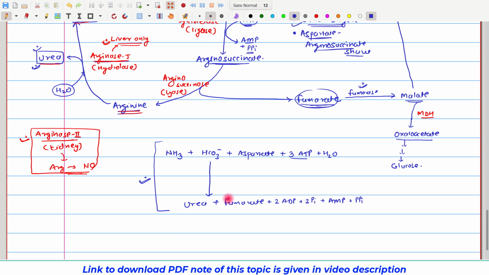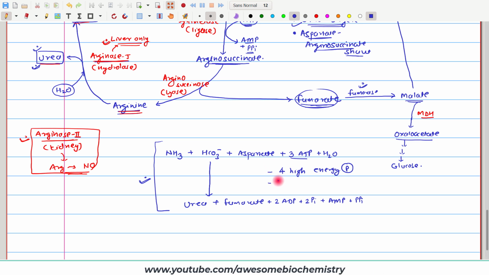Now, regarding the energy use, we can say that 4 high energy phosphates are used in the urea cycle. But if we talk about net or direct ATP use, then we can say 3 ATPs are used. But we have to keep in mind that 2.5 ATPs are being regenerated by its linking with the TCA cycle. So, I hope that everything about the urea cycle is clear. In the next video tutorial, I will discuss the regulation of the urea cycle. Thank you.